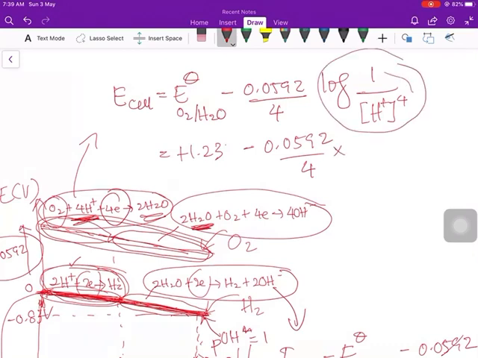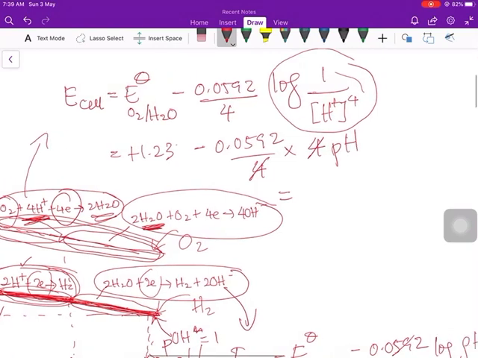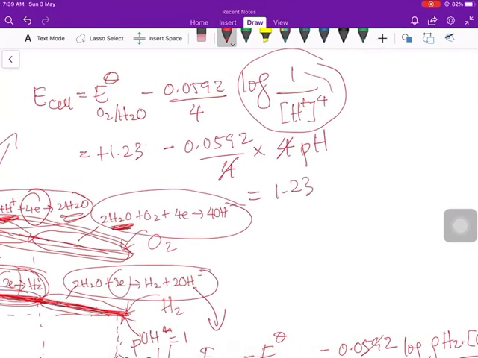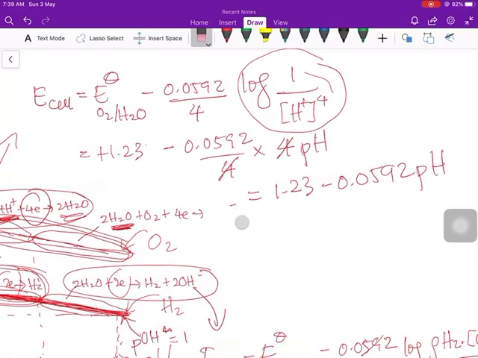0.0592 divided by 4 times, this is log 1 over H, is pH, then 4 times pH. So you can cancel this 4. So you end up with 1.23 minus 0.0592 pH. Alright, so this is E cell. You can determine E cell at that particular point using this equation. So this is 1.23.